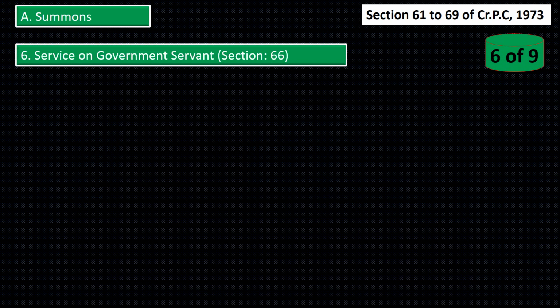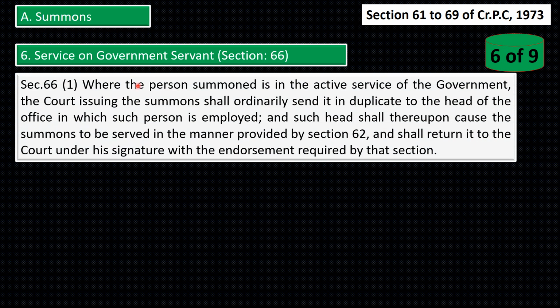Sixth part of summons: service on a government servant as per the provisions of Section 66. Subsection 1 of Section 66 says, where the person summoned is in active service of the government, the court issuing the summons shall ordinarily send it in duplicate to the head of the office in which such person is employed, and such head shall thereupon cause the summons to be served in the manner provided by Section 62 and shall return it to the court under his signature with the endorsement required by that section.